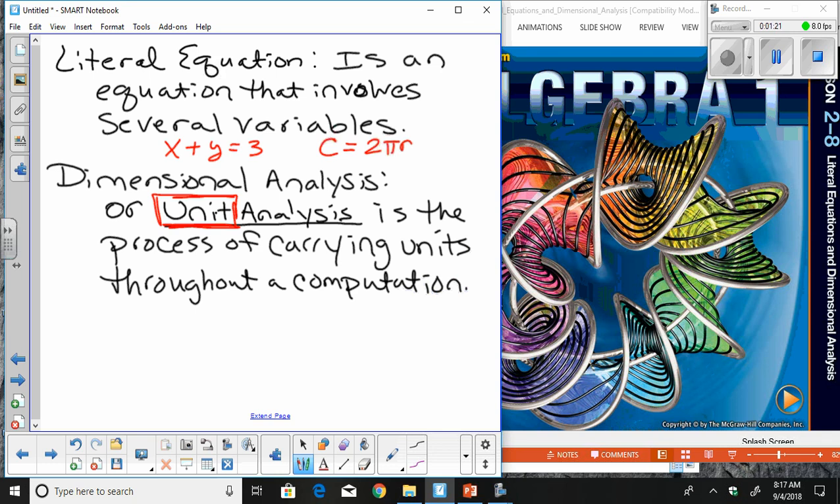So dimensional analysis, or unit analysis, is the process of carrying units throughout a computation. So taking it from the very beginning when you set it up and you still have your feet and your inches in the equation, and then you write them through each time you go to a new line.